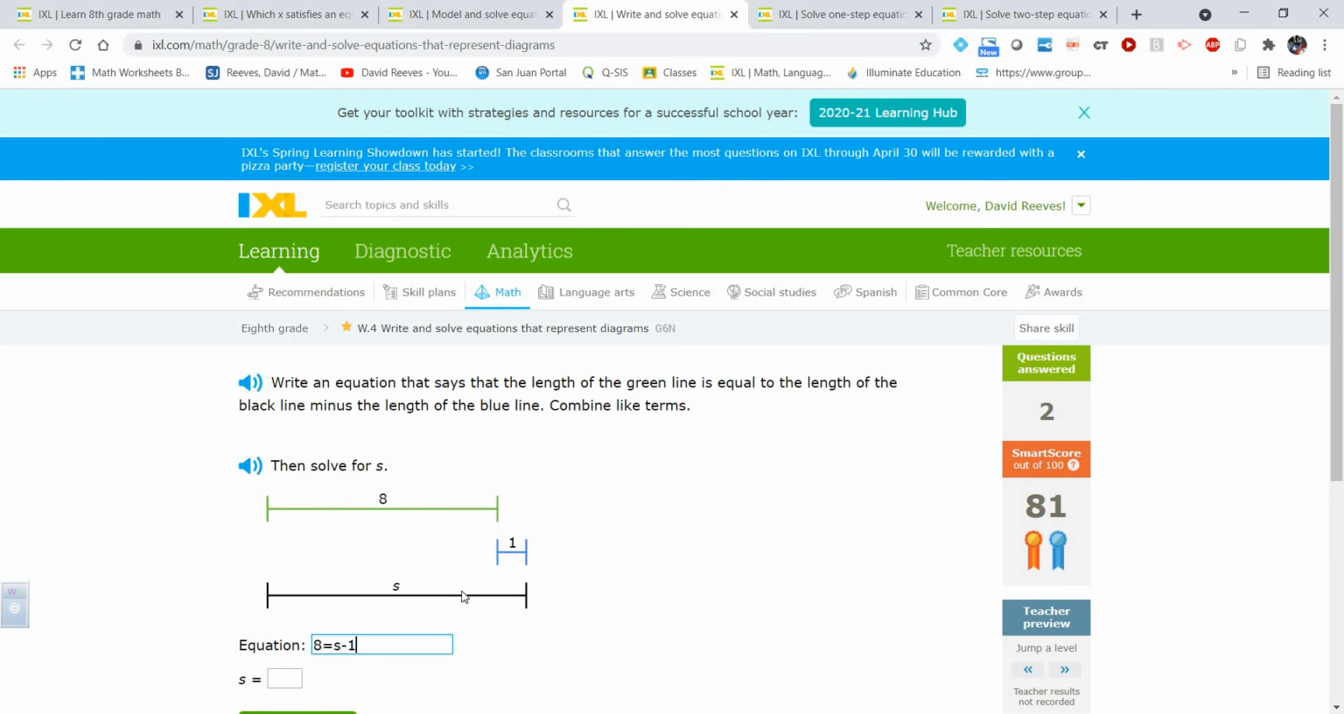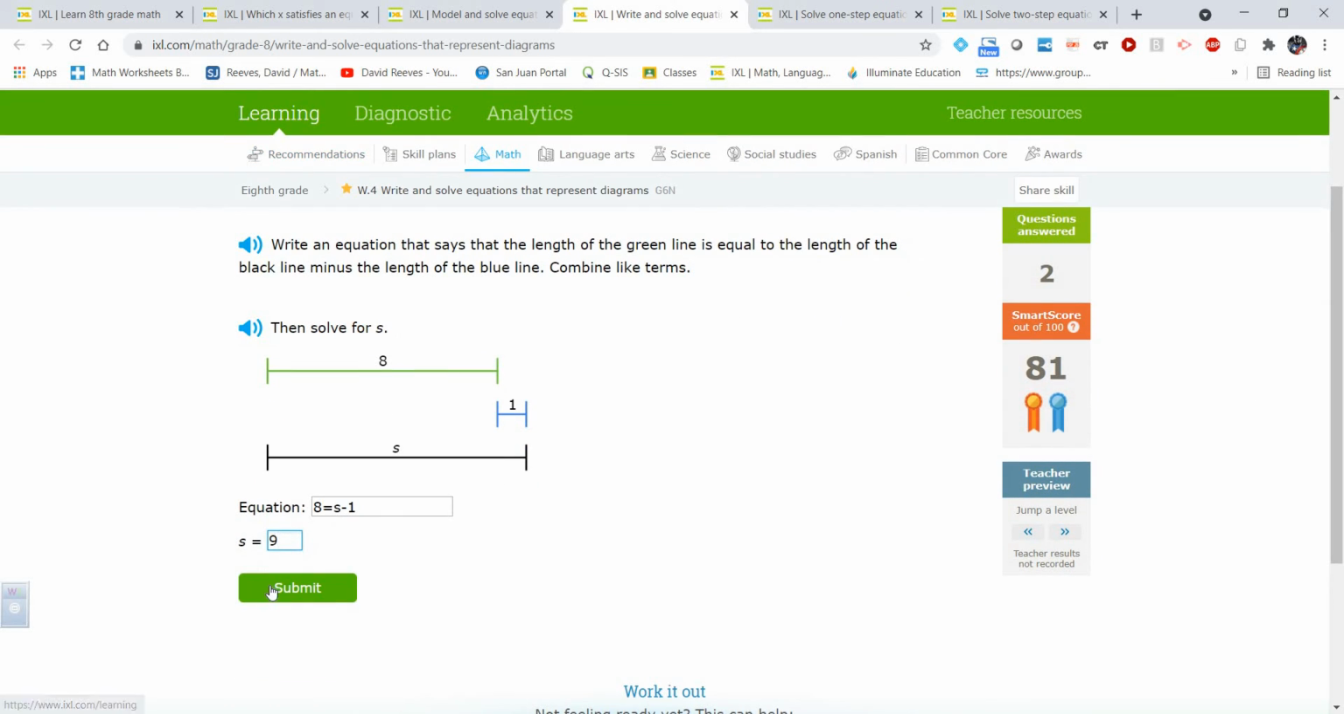So these ones get a little more tricky now because we're subtracting rather than adding. But you see how the green line is shorter than the black line? So the black line minus the blue line gives us the green line. And then they want the answer. Well, the answer would be what? Add that 1 back onto that 8, and you get 9. Okay, there we go.